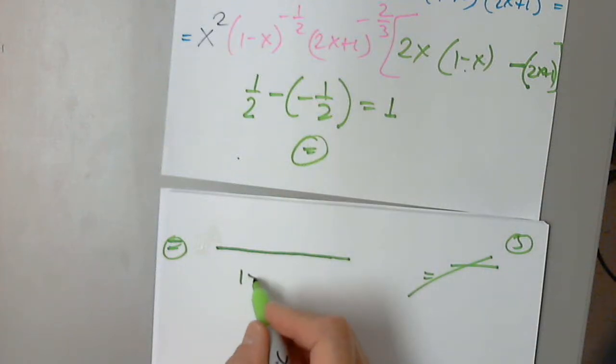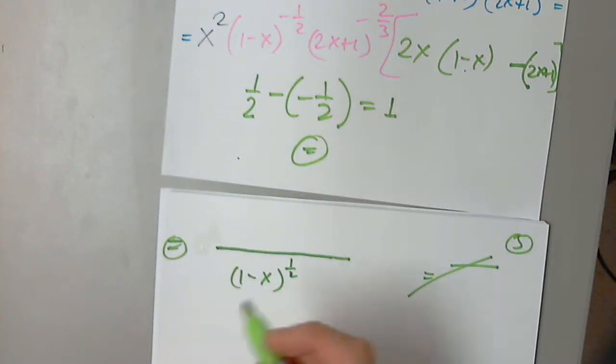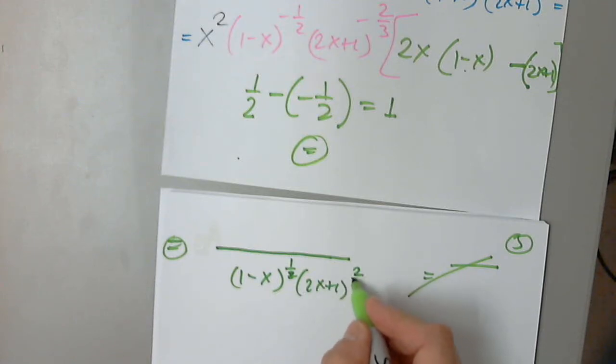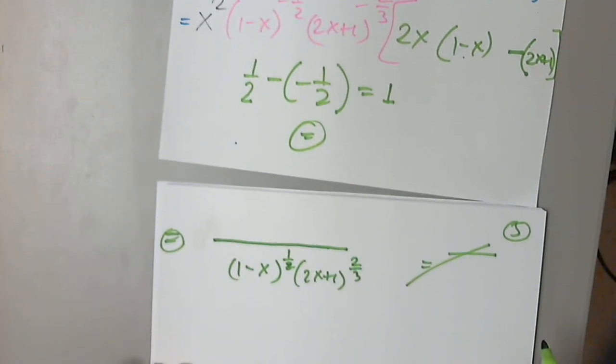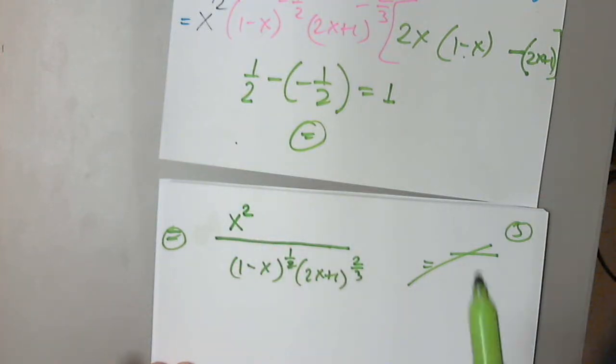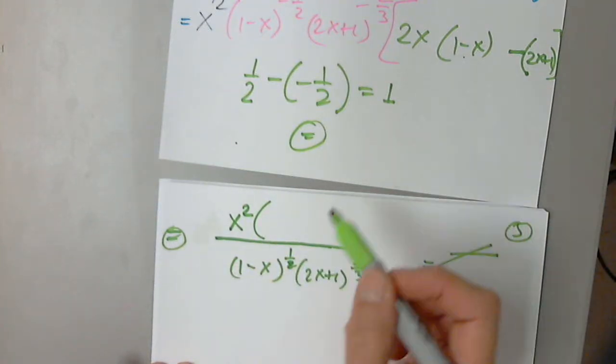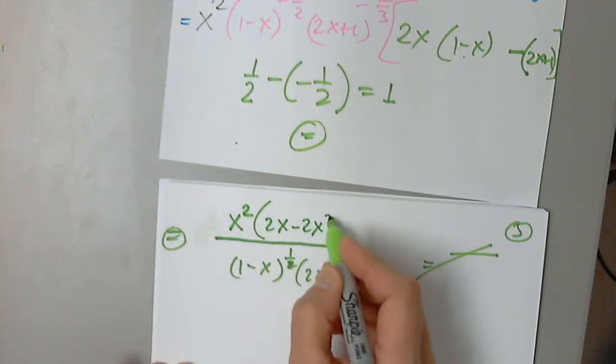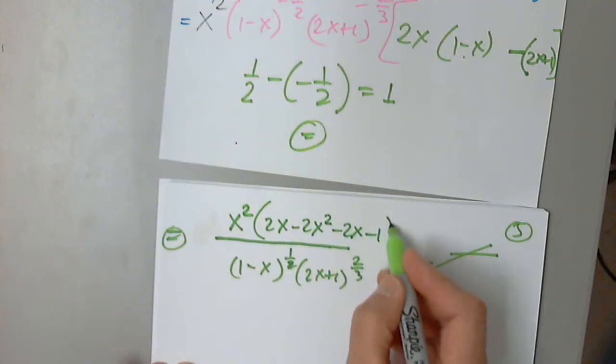The denominator will be 1 minus x to 1/2, or the square root if you like, and 2x plus 1 to 2/3, or the cube root of 2x plus 1 squared. The numerator has x squared. And now let's see what we have. 2x minus 2x squared minus 2x and minus 1.